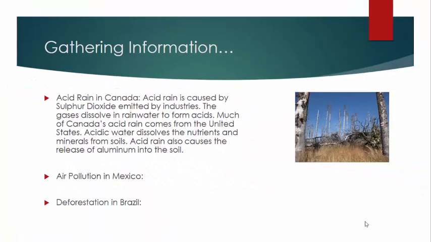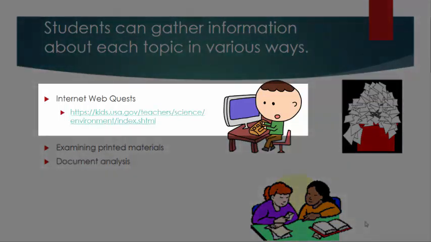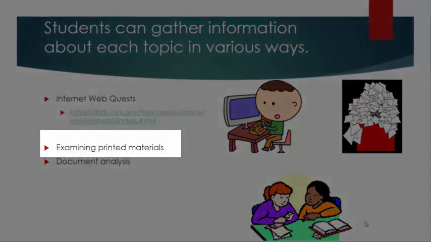You want to have students do this for a number of environmental issues that are listed in our standards, dependent on what region you are studying. Where do they get this information? There are various ways to gather information. Students may embark upon internet web quests, which I will show you a great resource in just a moment, that provide them with all sorts of information. They may examine printed materials that you provide for them.